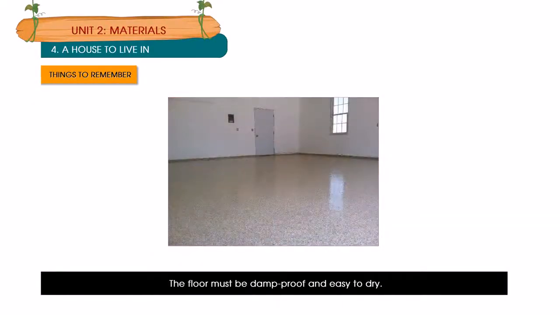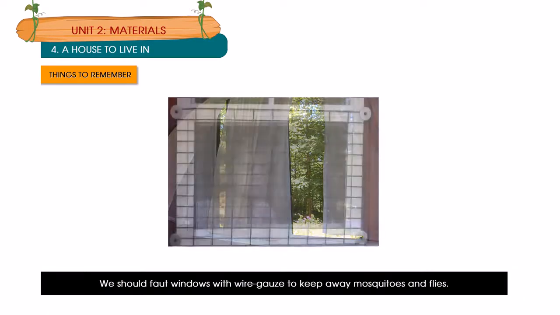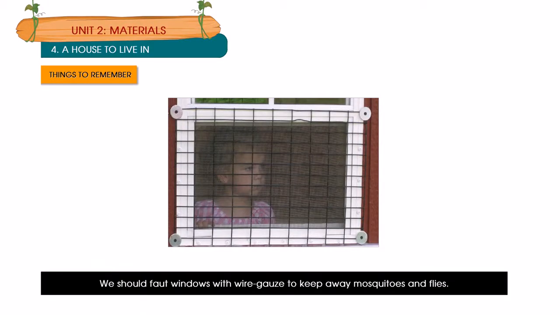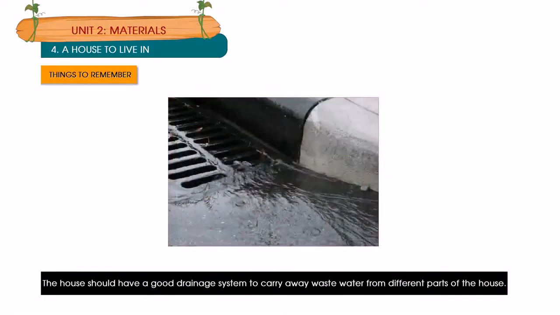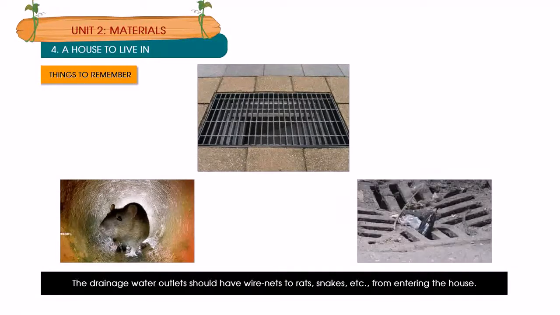The floor must be damp-proof and easy to dry. Doors and windows should be placed in such a way that fresh air and light can enter every room. We should put windows with wire gauze to keep away mosquitoes and flies. The house should have a good drainage system to carry away wastewater from different parts of the house. The drainage water outlets should have wire net to keep rats, snakes, etc. from entering the house.